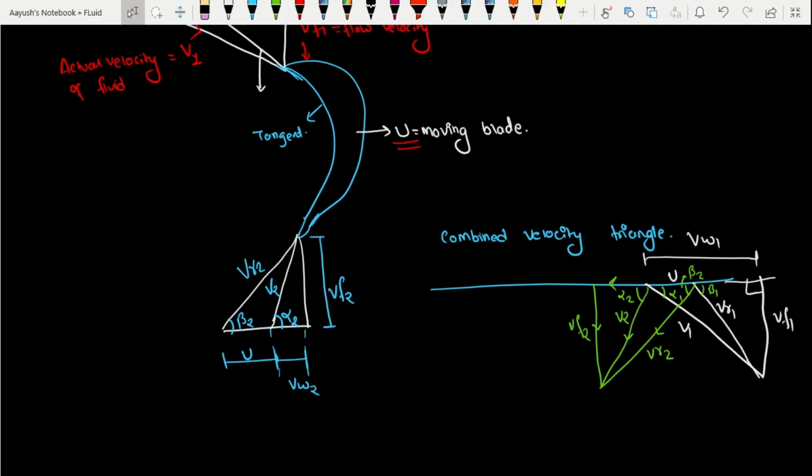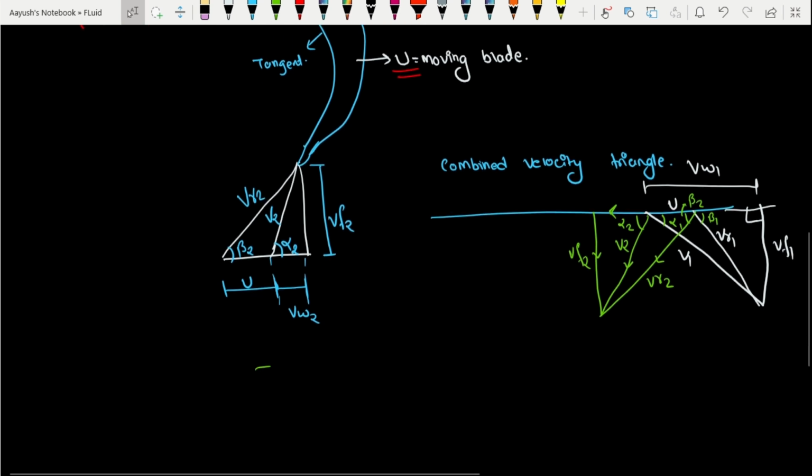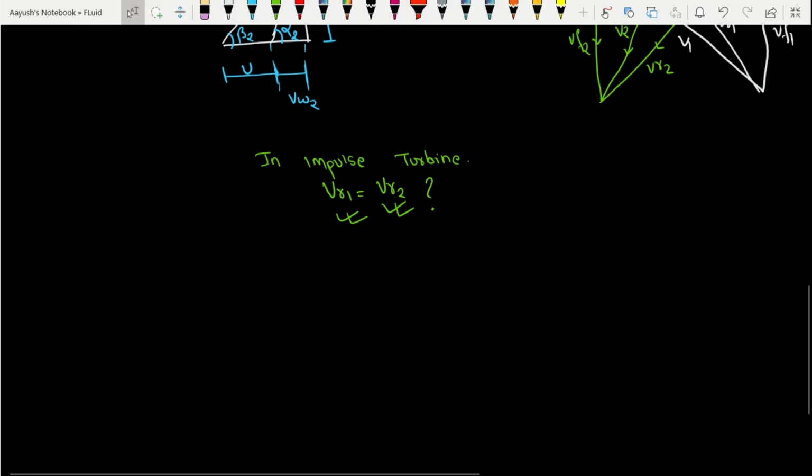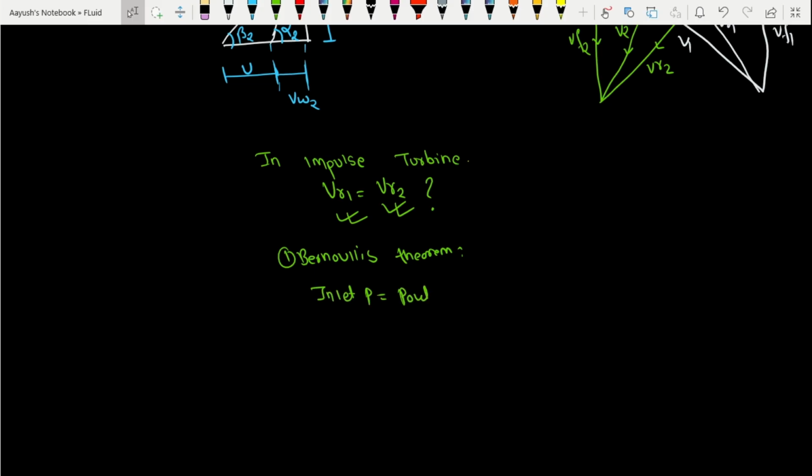Now, in the impulse turbine, you have to notice that Vr1 equals Vr2. But why is that? You have to always remember Vr1 equals Vr2. It happens because of Bernoulli's theorem. You may see that the inlet pressure equals the outlet pressure. The pressure is the same, and the jet height at inlet equals the jet height at outlet, so the potential energy is also the same. So the relative velocity with respect to the turbine should also be the same, so Vr1 equals Vr2.